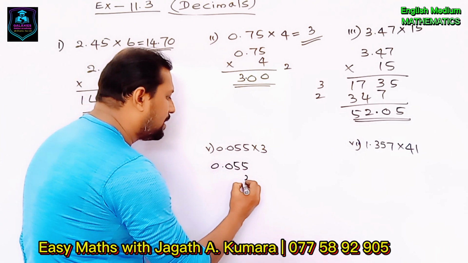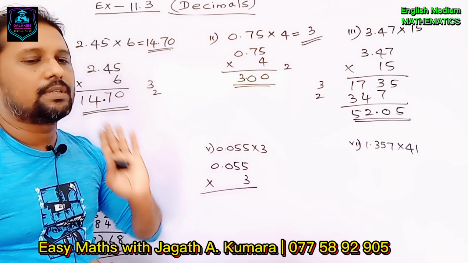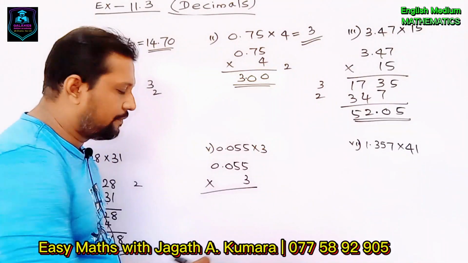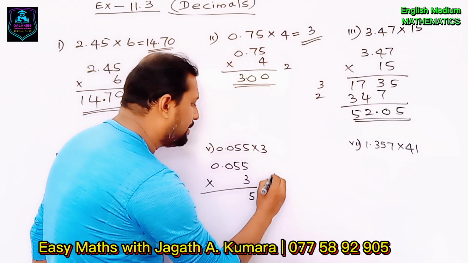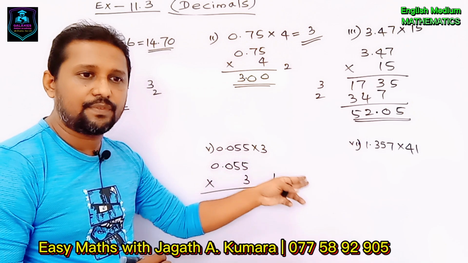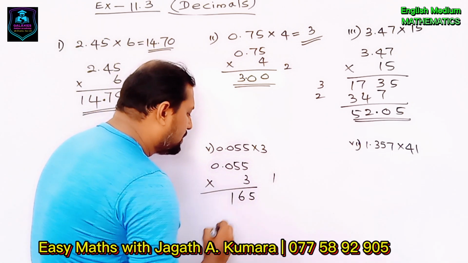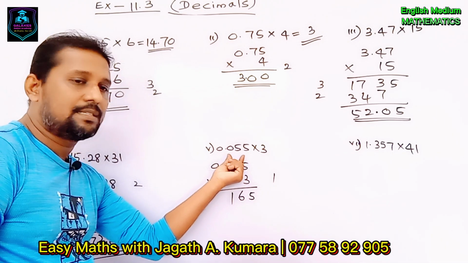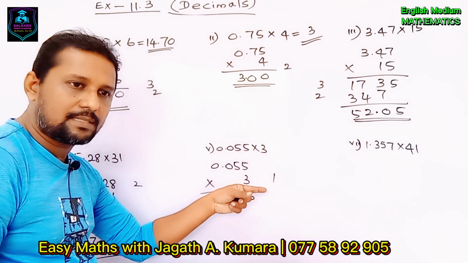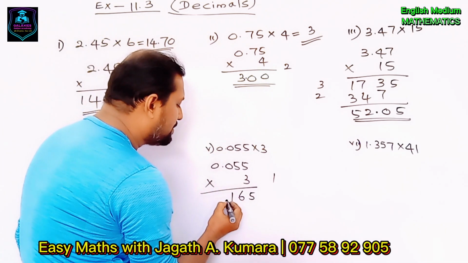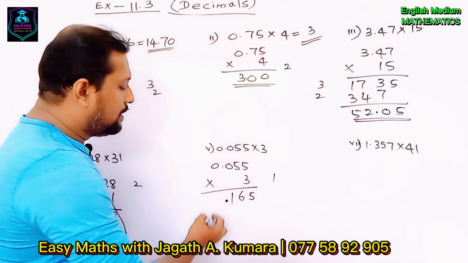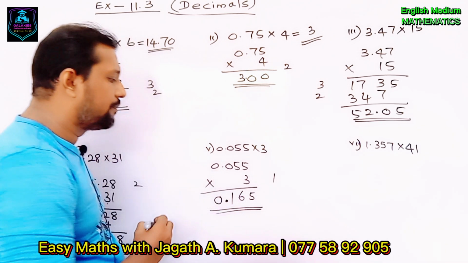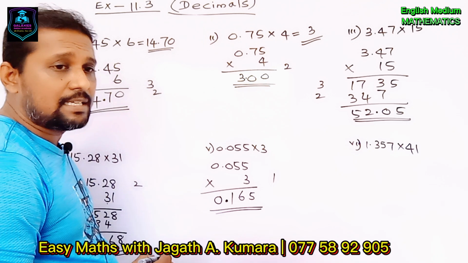0.055 we have to multiply by 3. First you ignore the decimal point. 55, first you multiply by 3. Right? 3 times 5, 15, remaining 1. 3 times 5, 15. 15 plus 1, 16. Then finally you check how many decimal places. There are 3 decimal places of the answer. There are no digits before the decimal point, so you can put 0 here. So the answer is 0.165.